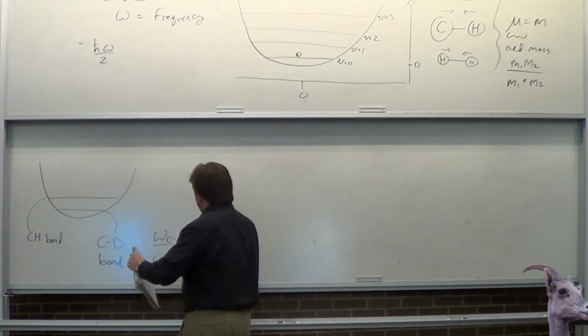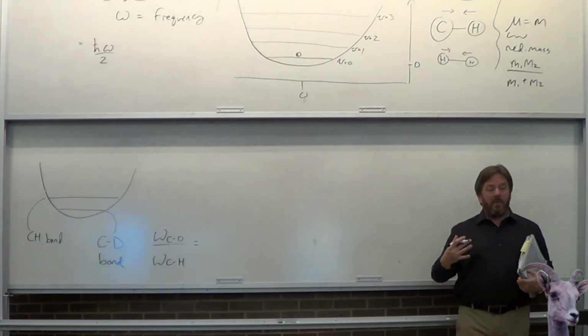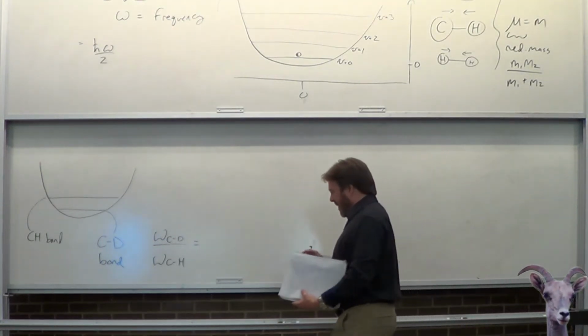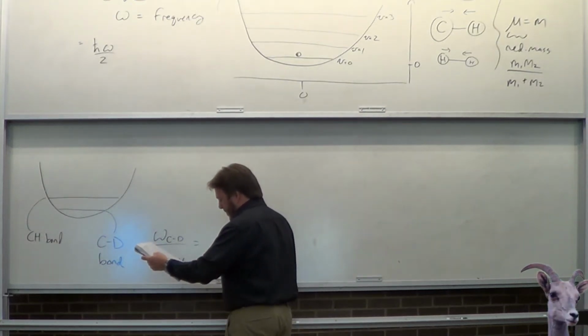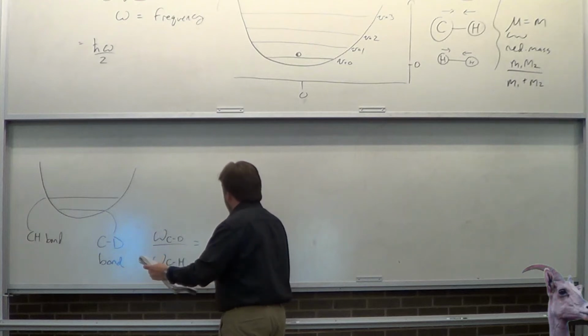So, okay, when you solve for the angular frequency, the force constant over the reduced mass, what you find is that for a CD bond, the angular frequency is less by 1 over the square root of 2.